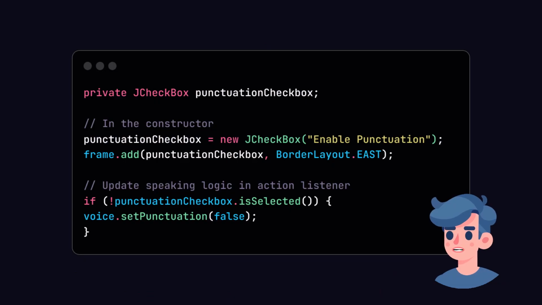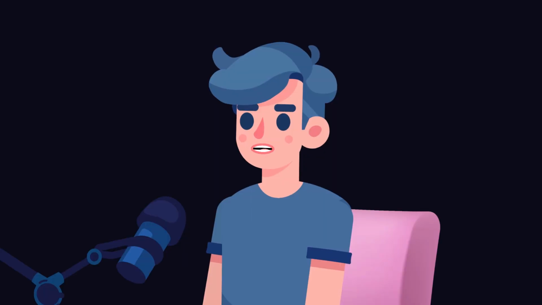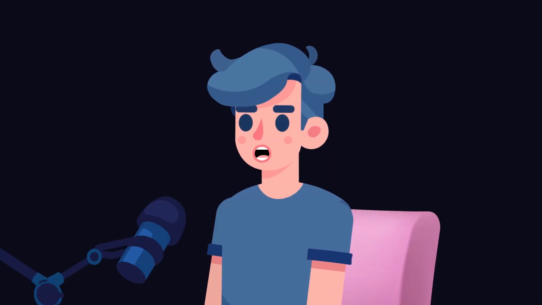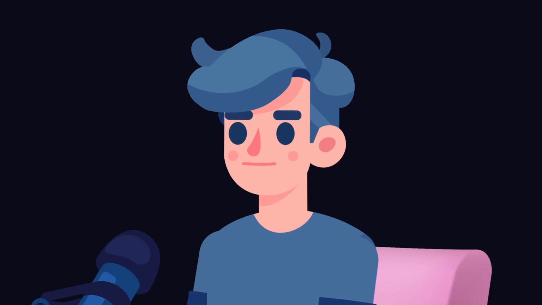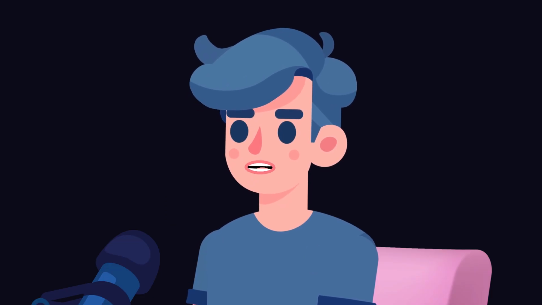Let's also include a feature to enable or disable punctuation in the speech output. To achieve this, we'll add a checkbox in our UI for this feature. The punctuation checkbox allows users to control whether punctuation is read aloud. We modify the speak button action logic to configure the voice based on the checkbox status.